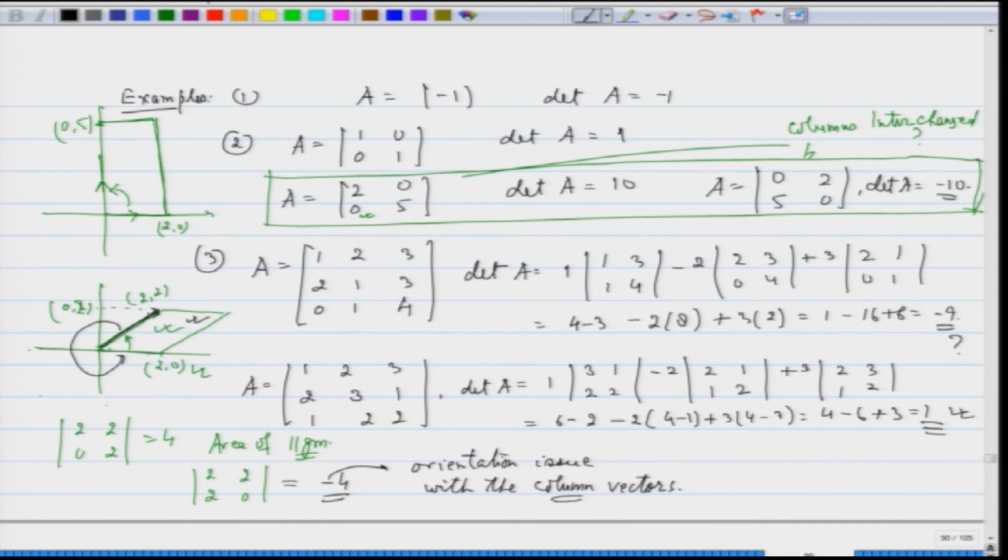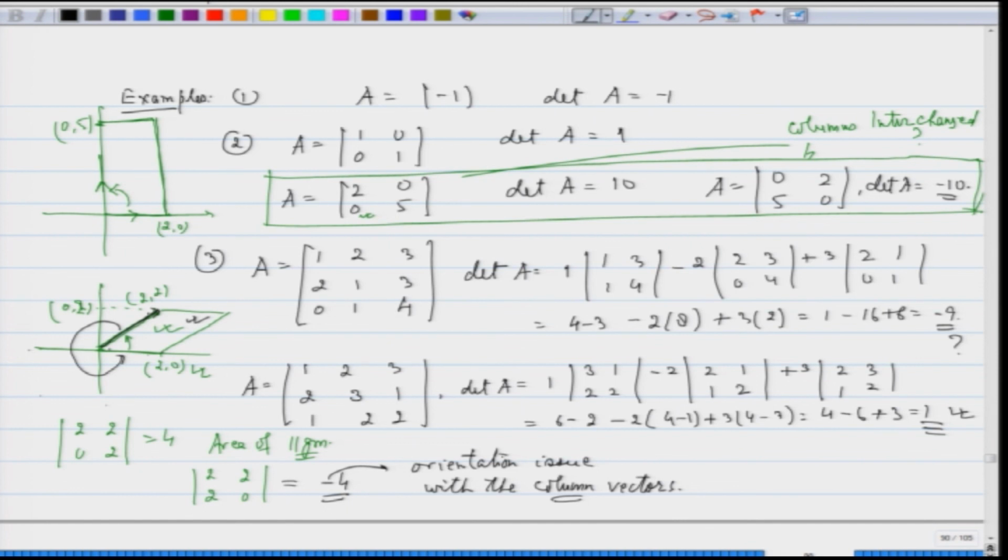I am using the word column vectors because initially I had said in the first class itself that all my vectors are column vectors. You can use row vectors, there is no problem, and accordingly the definitions will go on, fine. But what is important is that the negative sign comes from some sort of orientation issue. Otherwise, it is nothing but the volume, the area itself, fine.